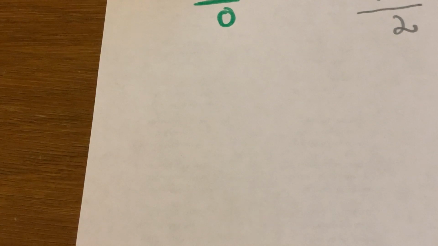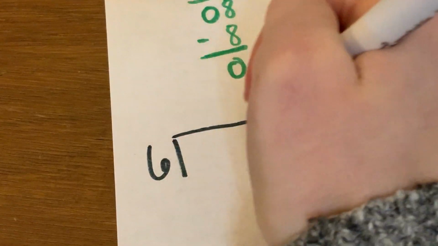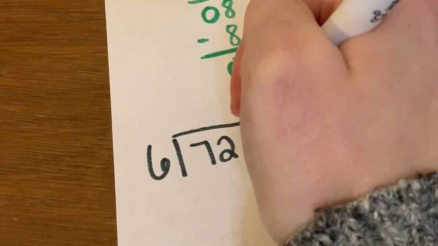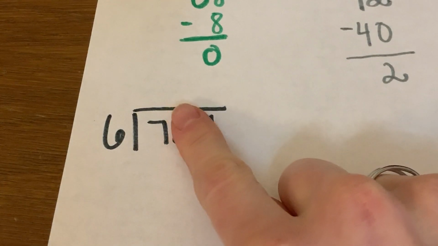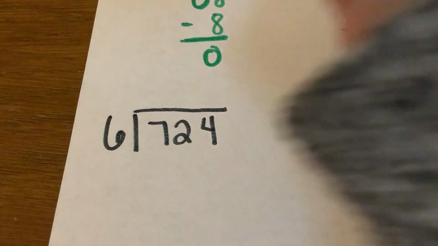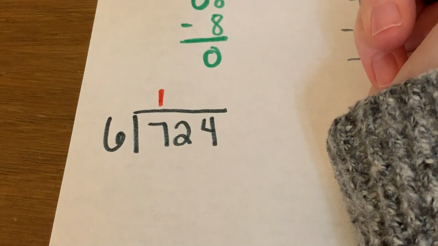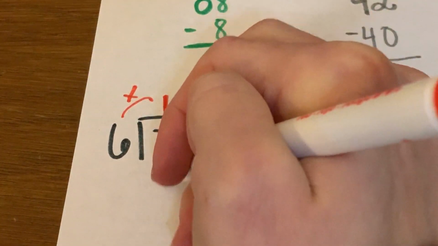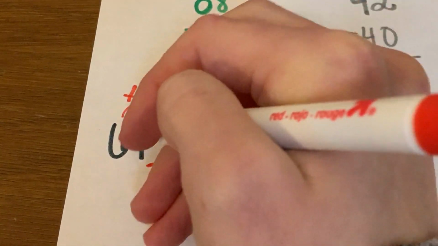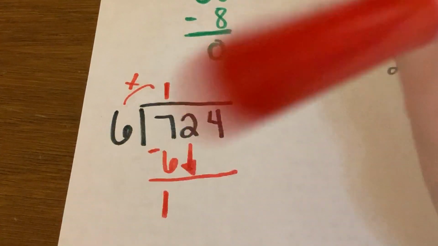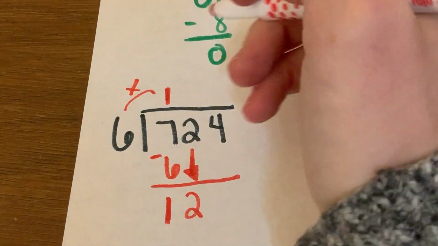All right. 3-digiter for you. Let's do 724 divided by 6. All right. Try that. 6 goes into 7 one time. 6 times 1 gives me 6. 7 take away 6 gives me 1. Bring down the 2. 6 times what gives me 12?